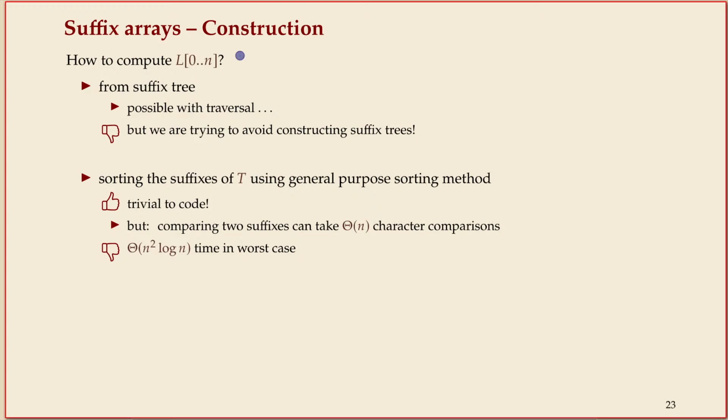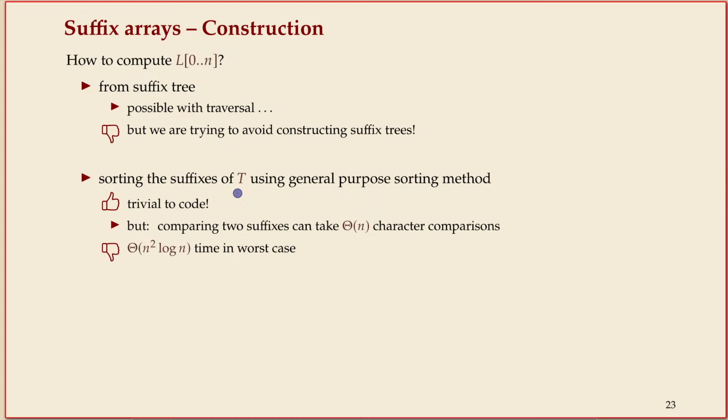Now we've seen this suffix array could be useful, but how do we get it? That we still have to find out. One option is compute the suffix tree and then read off the order of the leaves. But we're trying to avoid these complicated construction algorithms for the suffix tree. So it would be a bit disappointing if we had to construct the tree as an intermediate step.